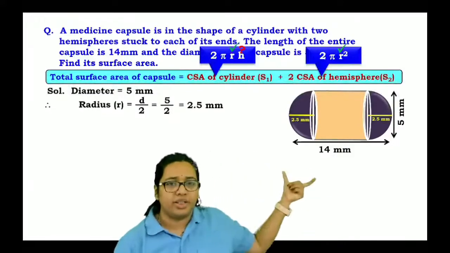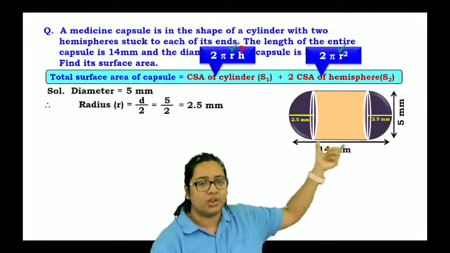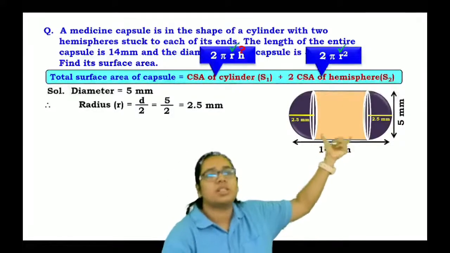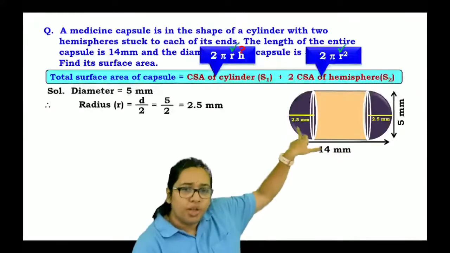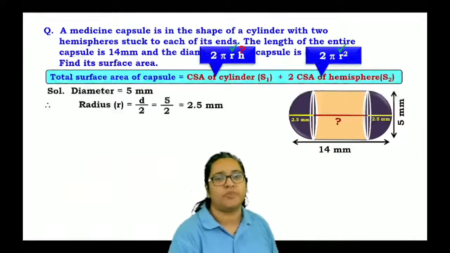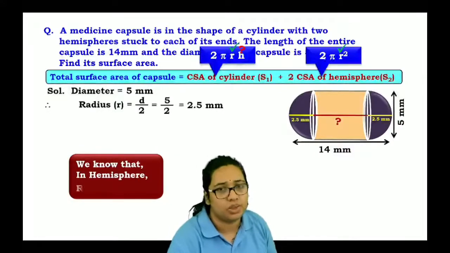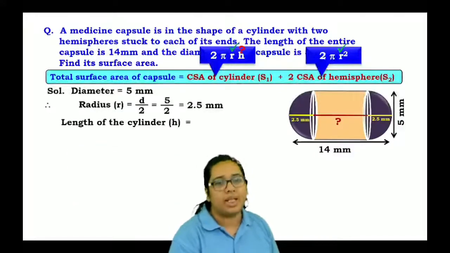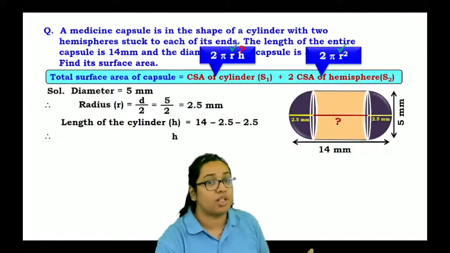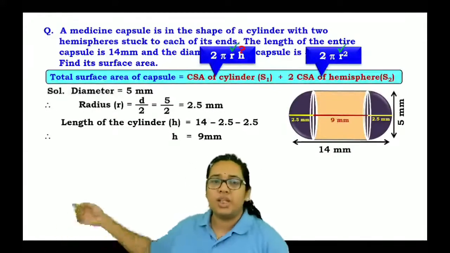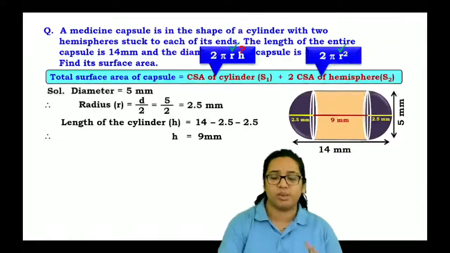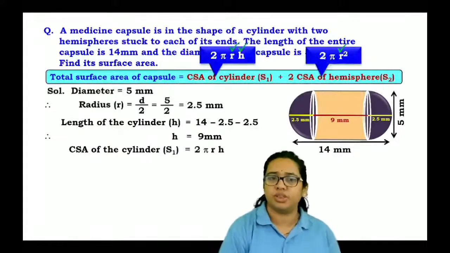For finding out the H for the cylinder, we just have to subtract 2.5 and 2.5 from this 40. So the height will be 40 minus 2.5 minus 2.5, which is nothing but 14 minus 5. So the height of the cylinder will be 9 mm. Done up to this? Okay.